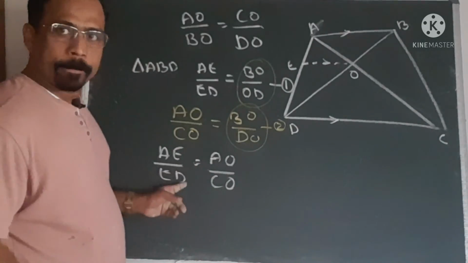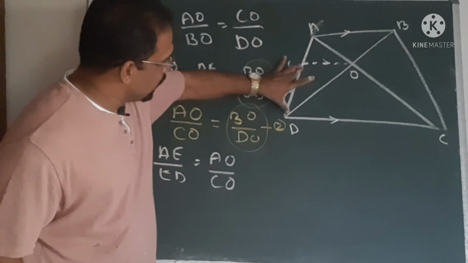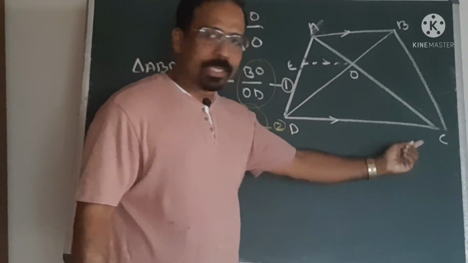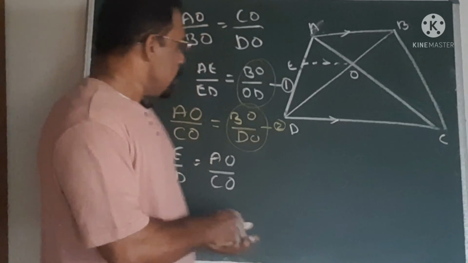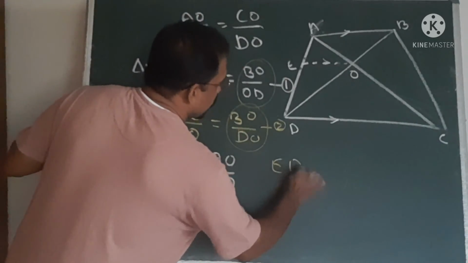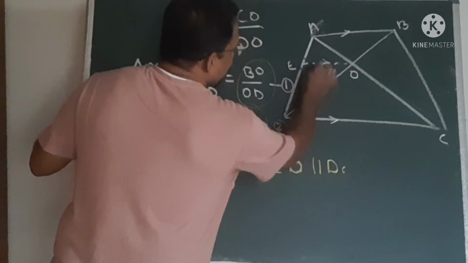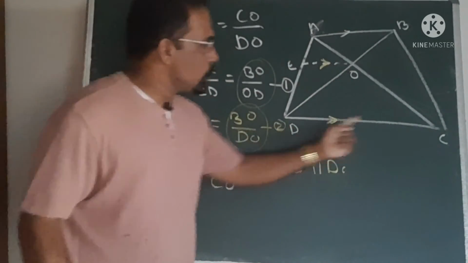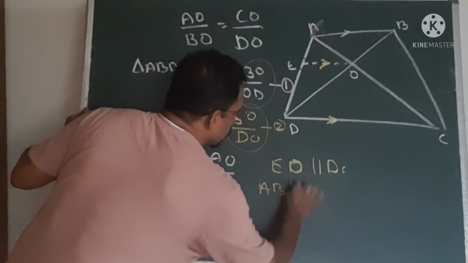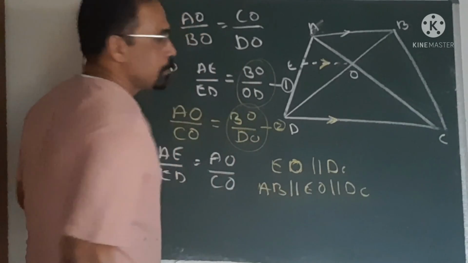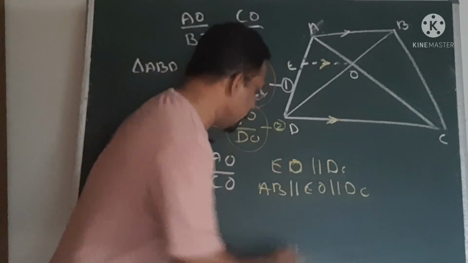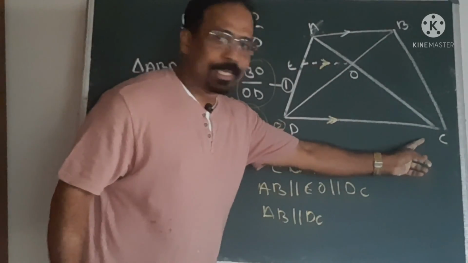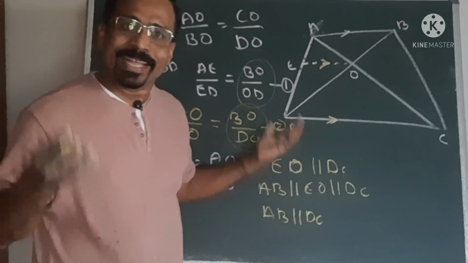Now what is the meaning of this? AE by ED is equal to AO by OC. That means EO is parallel to DC according to the converse of basic proportionality theorem. We are showing that EO is parallel to DC. That means AB is parallel to EO, and EO is parallel to DC. That means AB is parallel to DC. When is it possible? That means it is a trapezium.